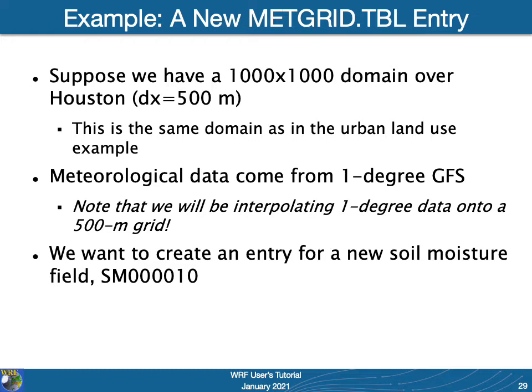And this is in fact the same domain that we had used in our Houston land use example when talking about the geogrid table. So we'll assume that our meteorological data come from the 1 degree GFS, and it's important to note before looking at the next slide that we're interpolating 1 degree data, which is something like 111 kilometer grid spacing around the equator, onto a 500-meter grid. So there's about a factor of 200 difference in resolution between the GFS data and our model grid. And for this example, we're going to suppose that we didn't already have a metgrid entry for the soil moisture field in the 0 to 10 centimeter layer.